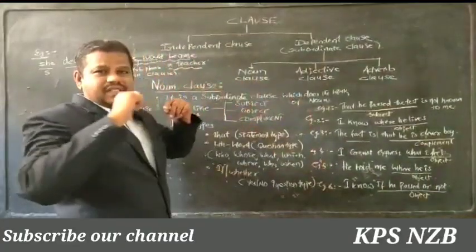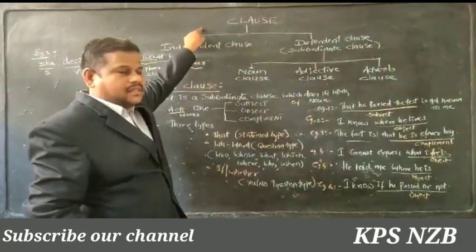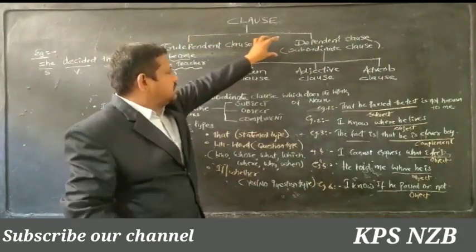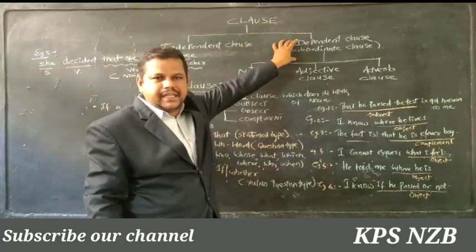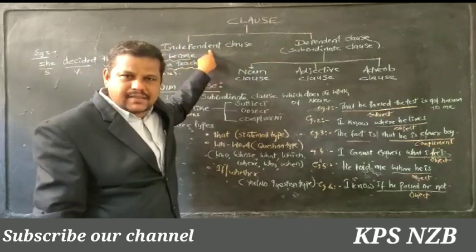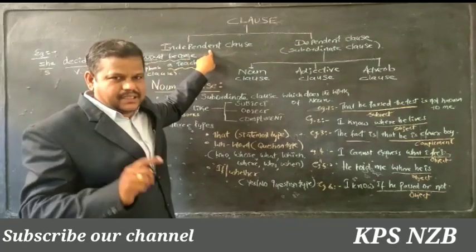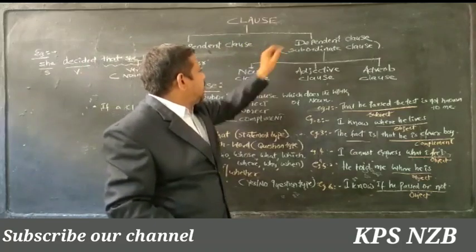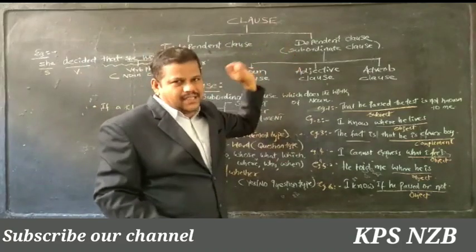Now, continuing with this topic, classes, just now I explained to you. One is the independent class. The next one is what? The dependent class. As you know, the independent class is also called the main class. You are having another name, that is also called what? Main class. Whereas, the dependent class is a subordinate class.